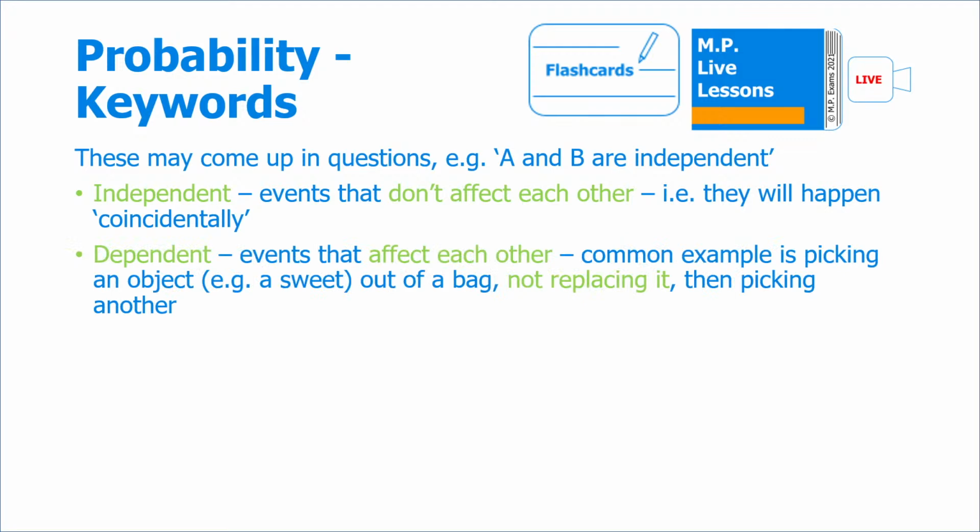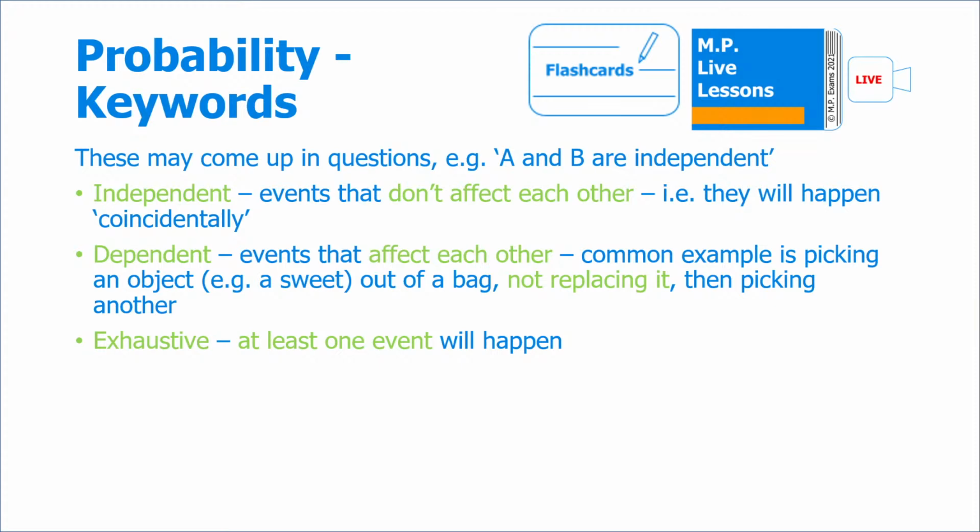Dependent ones often are events that affect each other. For example, a common example would be picking an object like a sweet out of a bag, not replacing it, and then picking another one, because the total number of sweets has changed, so the probabilities have changed. If an event or multiple events are exhaustive, at least one event will happen. For example, when you roll a dice, the probability of rolling an odd or an even, that's an exhaustive combination.